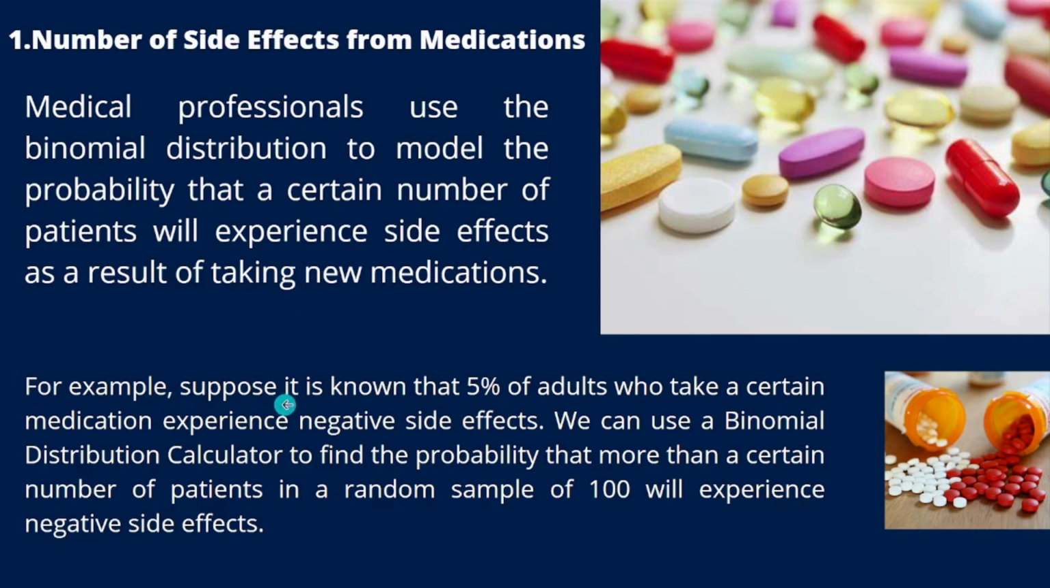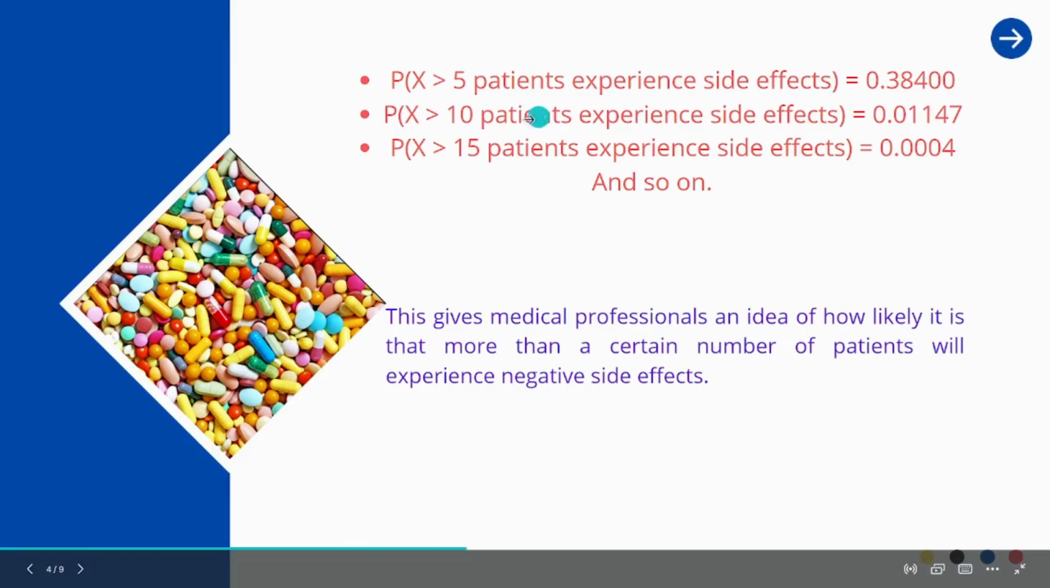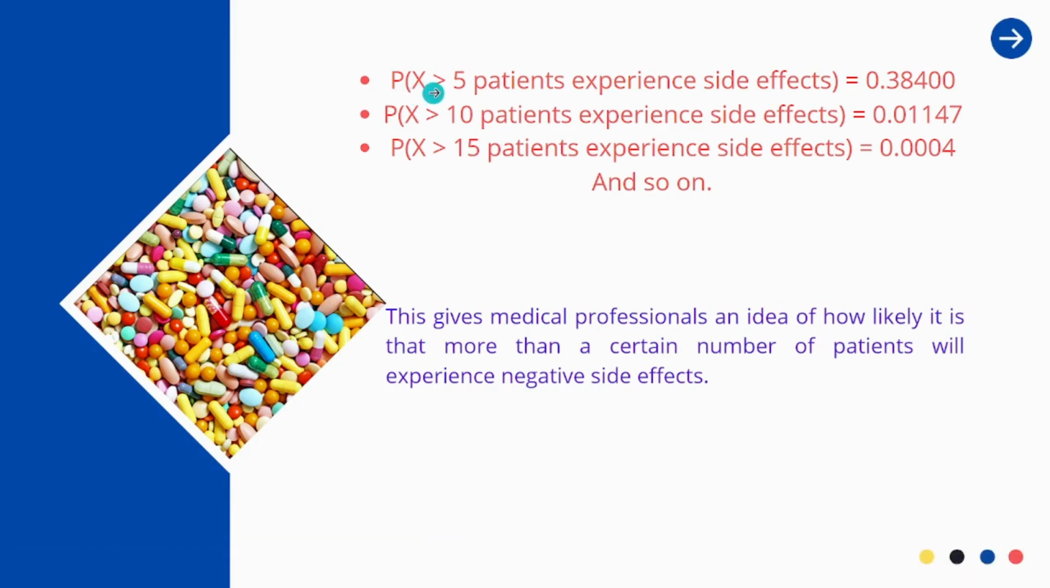For example, suppose it is known that 5% of adults who take a certain medication experience negative side effects. We can use a binomial distribution calculator to find the probability that more than a certain number of patients in a random sample of 100 will experience negative side effects. Here I took three cases: P(x > 5) patients experience negative side effects, P(x > 10) patients, and P(x > 15) patients. Let us calculate for P(x > 5) patients.